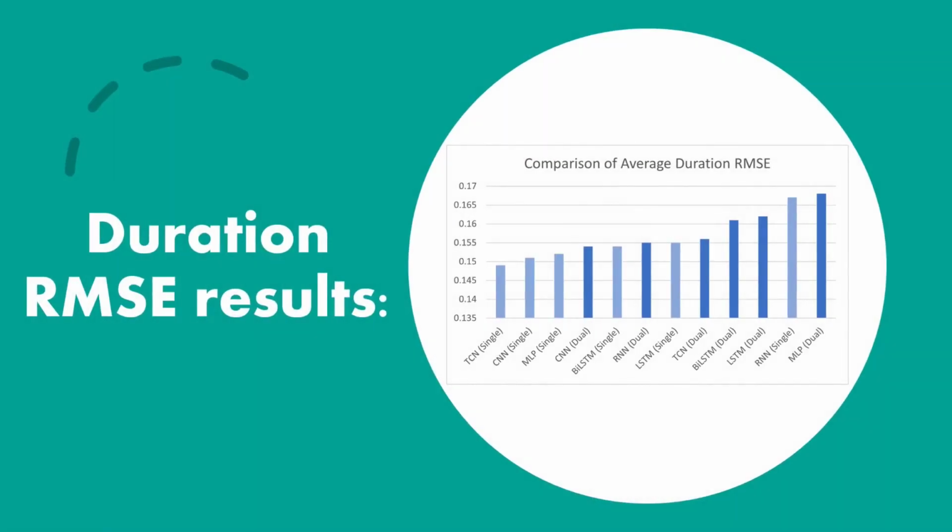Next, we have the duration RMSE, and once again, the single prediction TCN comes out on top. What's interesting in these results is that the recurrent networks make a bit of a comeback, which suggests that they might be better at predicting duration than they are at slope, though TCN, CNN, and MLP with the single prediction approach still do better. Here, we also see a massive gap between the two approaches with the MLP. The single prediction approach was the third best, while the dual prediction approach was the worst. For slope, they were much closer in performance.